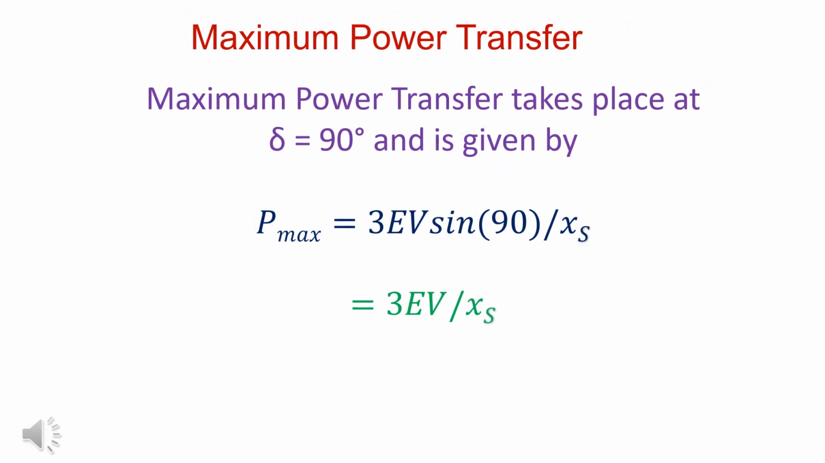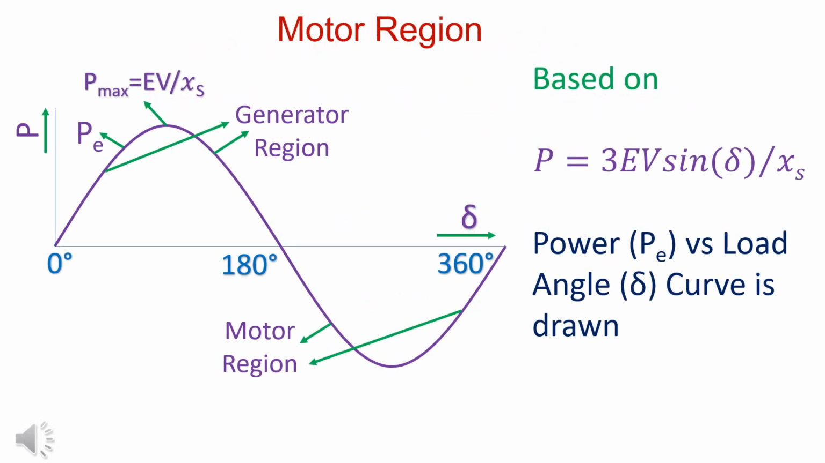Power is maximum at load angle 90 degree. Thus maximum power is equal to 3 E V sin 90 by XS, which is equal to 3 E V by XS. Using P equals 3 E V sin delta by XS, the electrical power output versus load angle curve is drawn.